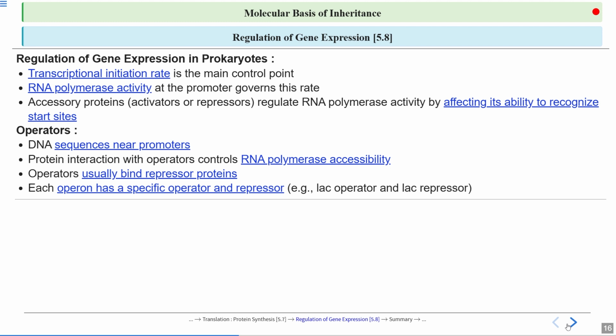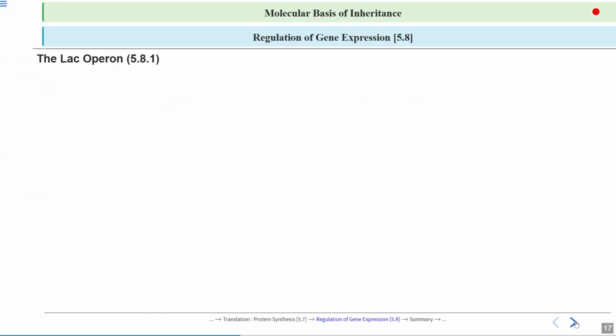Now, operators are the DNA sequences which are near the promoter. Proteins interact with this operator and can control RNA polymerase accessibility. The operator usually binds repressor protein, and each operon has its specific operator and repressor. This is a line which you guys will understand later. But I told you what an operon is. It is a unit where there are linked genes that can control the other genes which are coding for protein synthesis.